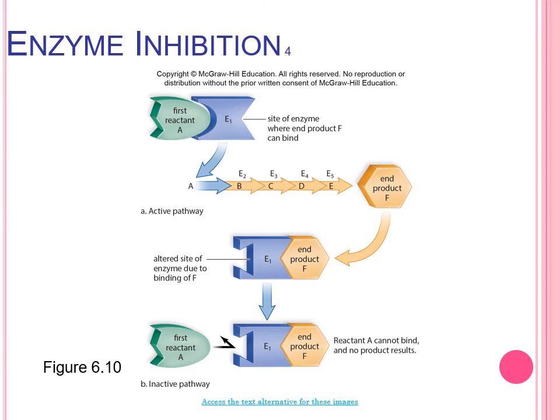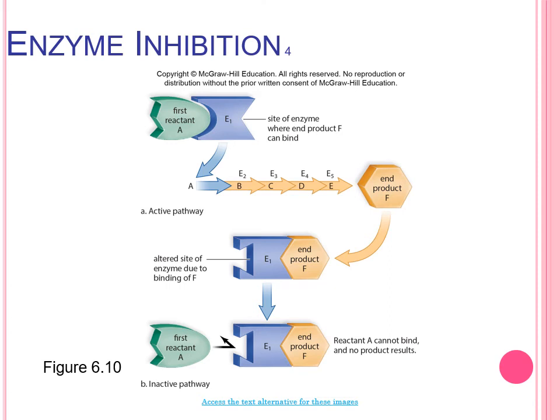And then that product would then bind to the enzyme, change the shape of the active site in order to prevent the reactant from binding to it. And so this is what is considered a negative feedback, because the product that is generated is then going to turn around and turn the system off.